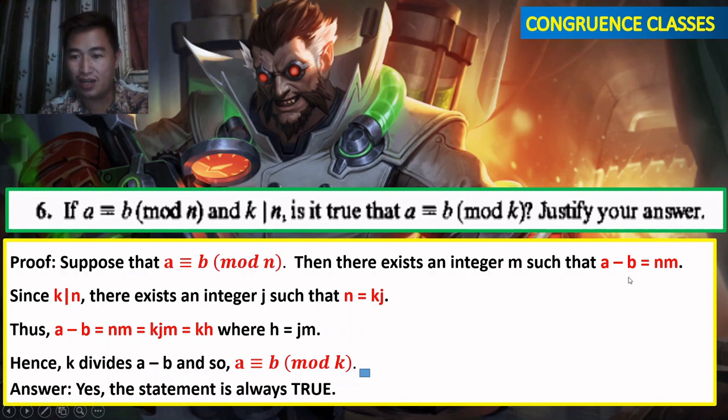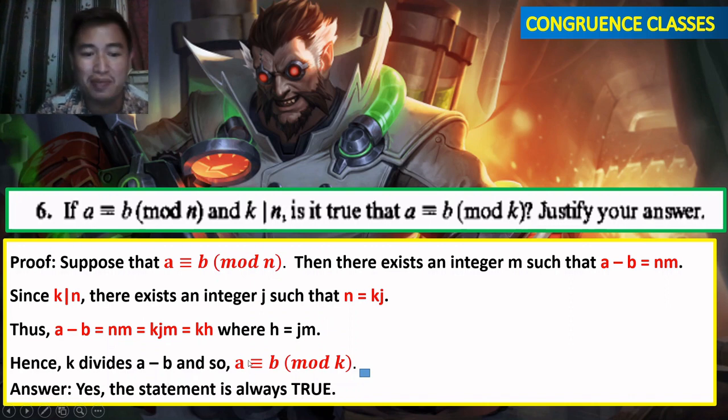Okay. Thus, A minus B is equal to NM. And then equal to, kaning N, ilisan na to KJ. So, KJM. So, pwede ba ito ilisan ka sa KH? Kaning JM, ilisan na to H. So, where H is equal to JM. So, hence, class, A minus B kay equal na ni K times something. So, meaning, si K mo-divide kang A minus B. So, K divides A minus B.